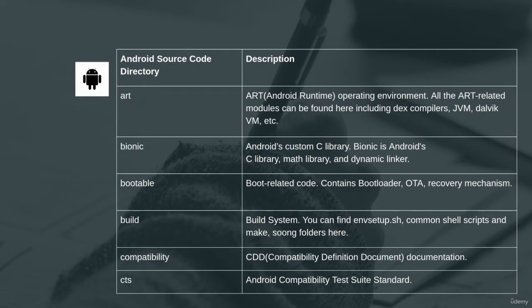We'll go through each folder one by one, and I will try to explain what each folder is meant for. The first folder we have is ART, which stands for Android Runtime. This folder contains the modules related to the Android Runtime operating environment. All the ART related modules can be found here, including Dex compilers, JVM, Dalvik VM, etc.